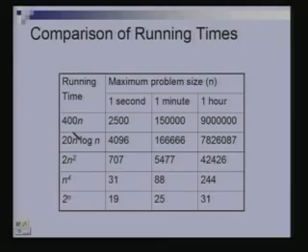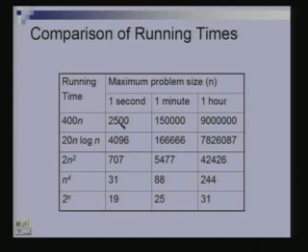Great. So this is just one slide that I put up to show what the difference between these functions is like. Suppose I have algorithms whose running times are like 400n, 20n log n, 2n squared, n to the 4, and 2 to the n. Here I list out the largest problem size you can solve in 1 second, 1 minute, and 1 hour. The largest problem size you can solve is roughly 2500, using some constant.